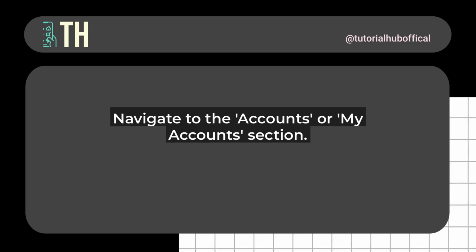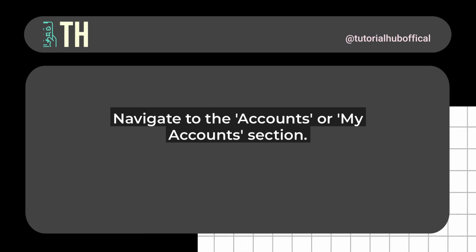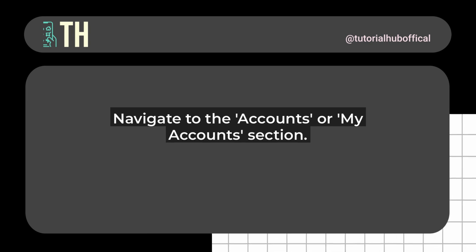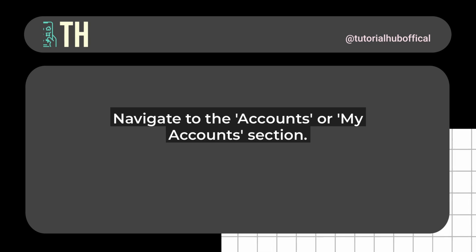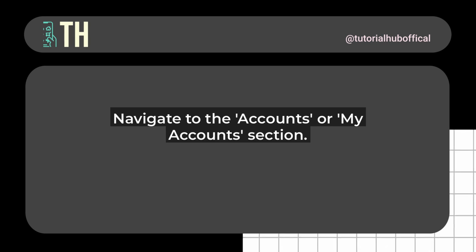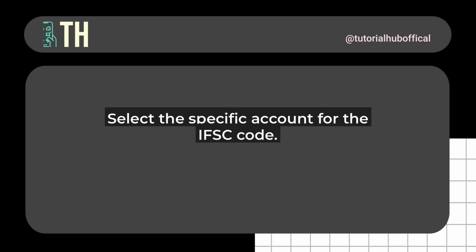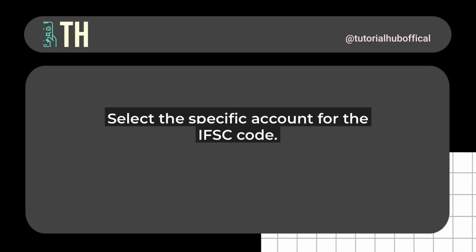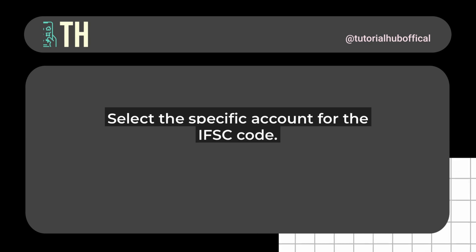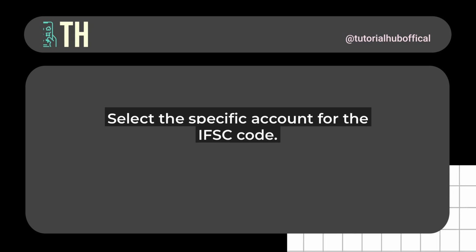Step 2. Once you're in, navigate to the main dashboard. Look for the Accounts or My Accounts section. It's usually front and center. Step 3. Tap on the specific account you need the IFSC code for, like your savings or current account. This will take you to the account details page.